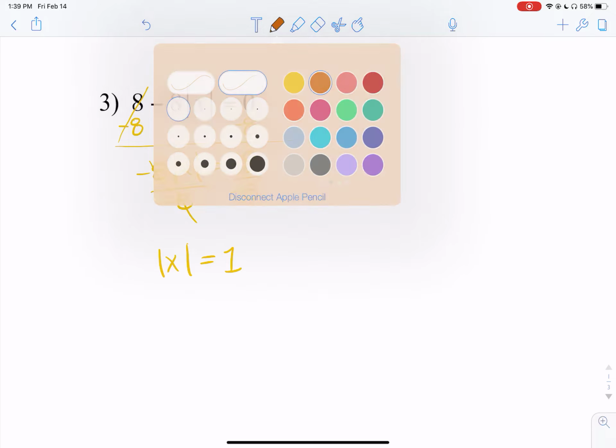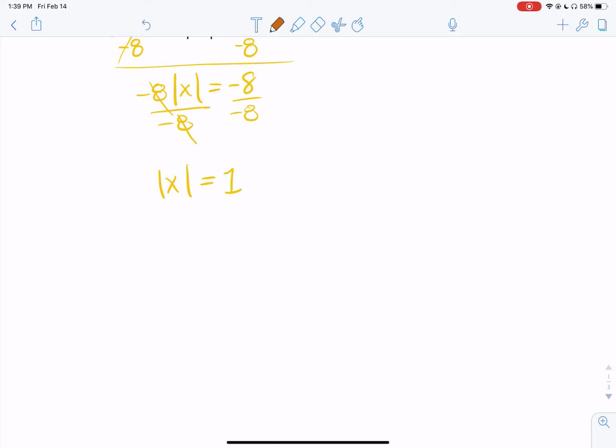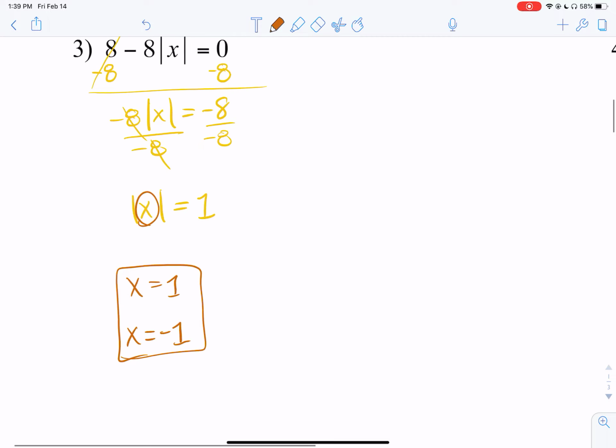So now that you have, again, the absolute value isolated, this is where you could create the two cases. So in this case, x is equal to positive 1, and x is going to equal negative 1. So this is going to be your solution.